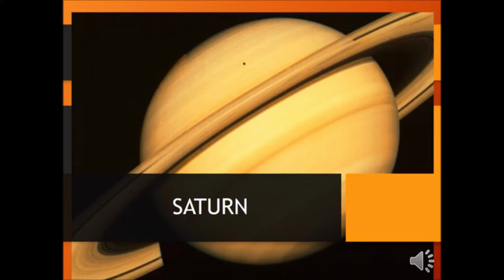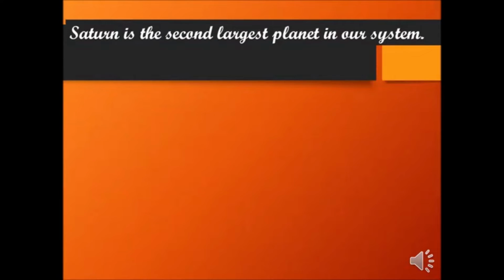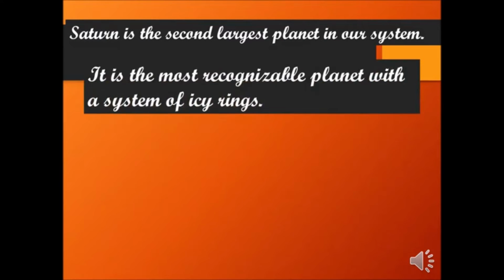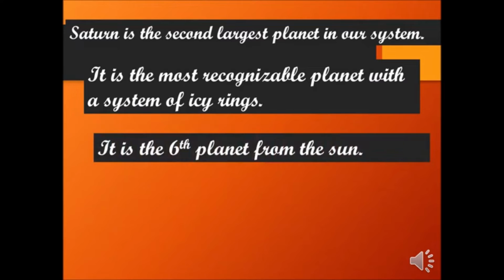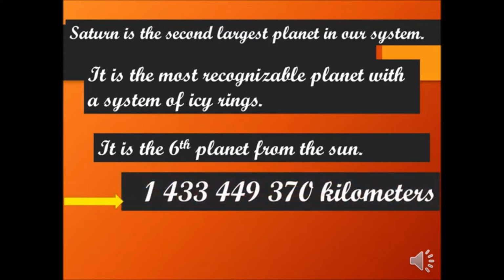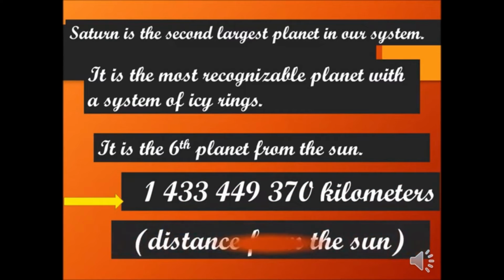Here is the planet Saturn. Saturn is the second largest planet in our solar system. It is the most recognizable planet with a system of icy rings. It is the sixth planet from the Sun. And this number tells us the total distance of Saturn from the Sun.